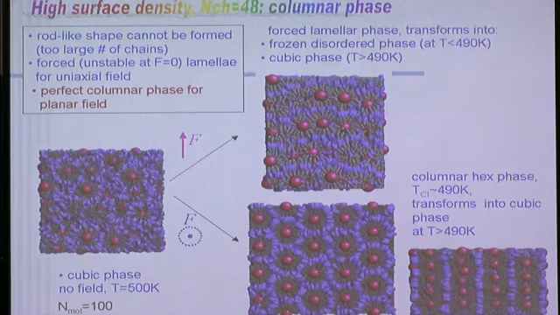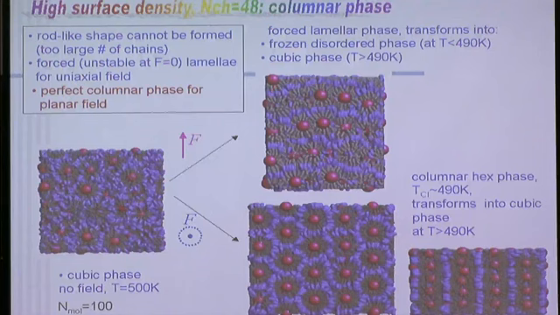Right, let me now consider the opposite case of high surface density. Here I have 48 chains, so much more than before, and the situation is quite opposite. If I apply a uniaxial field, I can get something which is a caricature of the lamellar phase, but it is unstable, and after the field is removed it just turns into the cubic phase.